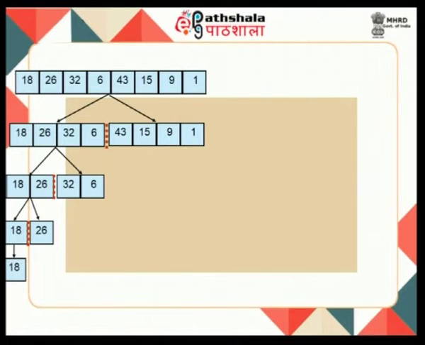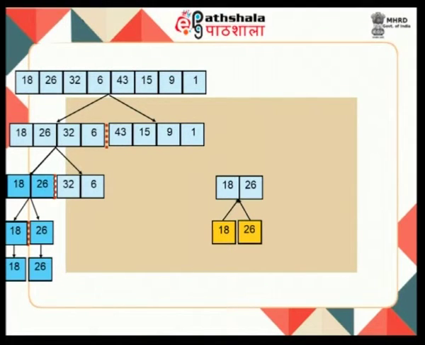So you can see 18 is the smallest number, so 18 goes first as the sorted one. Next comes 26. I merge these two to get the sorted sequence. Next I apply this to all the other parts. Now 32 and 6 get divided.